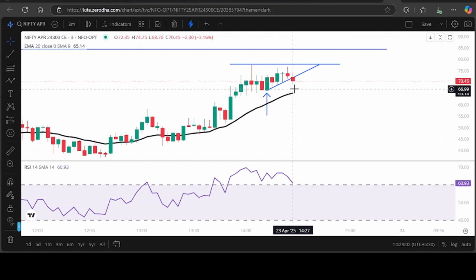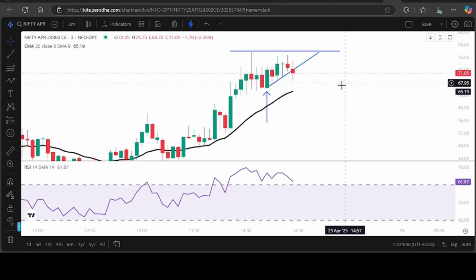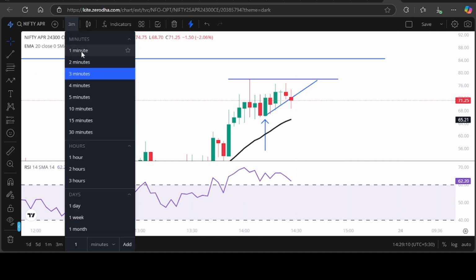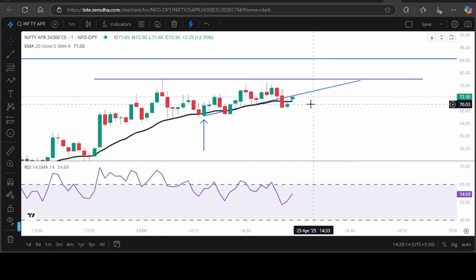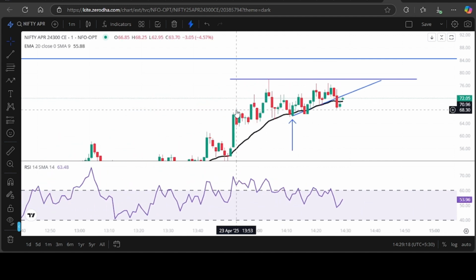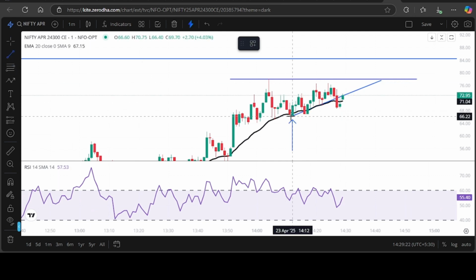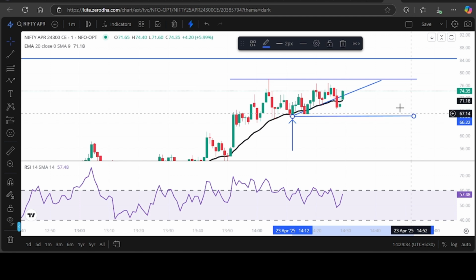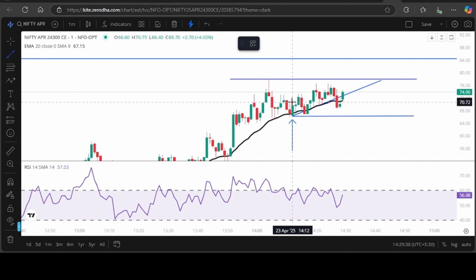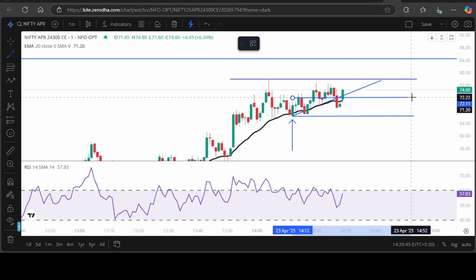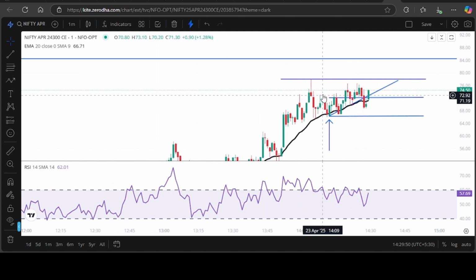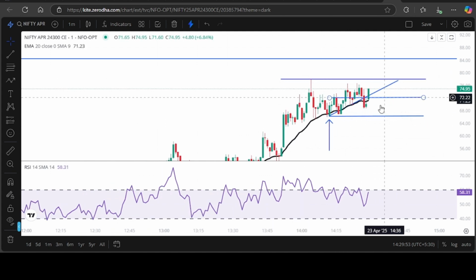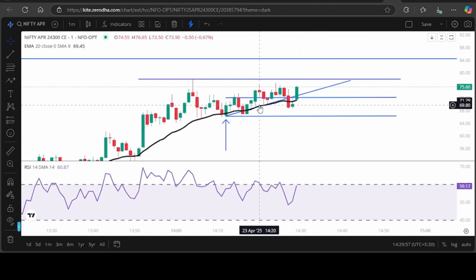So the trend line has been broken, and the price seems to be coming down now. Let's look at the 1 minute chart just to understand what exactly is happening. Okay, so let me mark one more line here. Okay, and one line where I entered, 72. Okay, see, ideally in a 1 minute time frame, you will see that it's a sideways market, right?